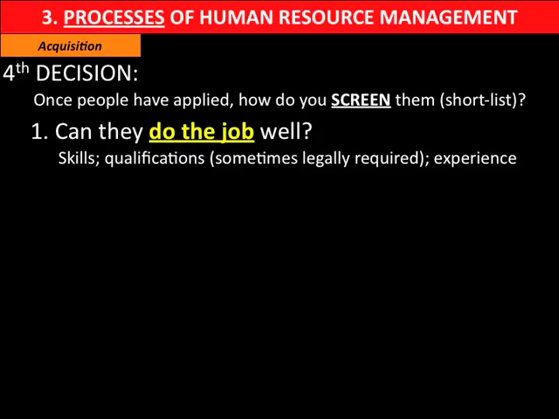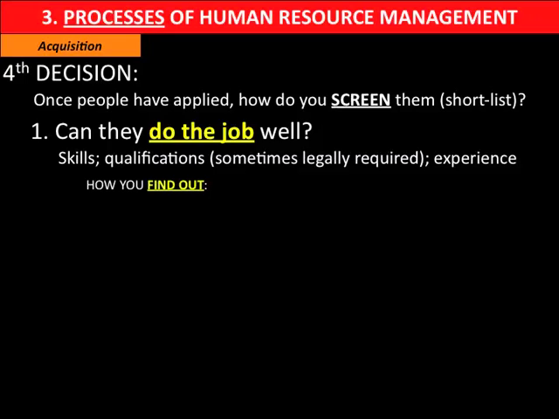Sometimes they have legal qualifications, like, do they have their RSA, RCG and all that? Are they actually a doctor, or is their first name just Doctor? You are going to have qualifications that are required, and you're going to have to look at their experience as well. How do you find out about their skills and qualifications and experience?